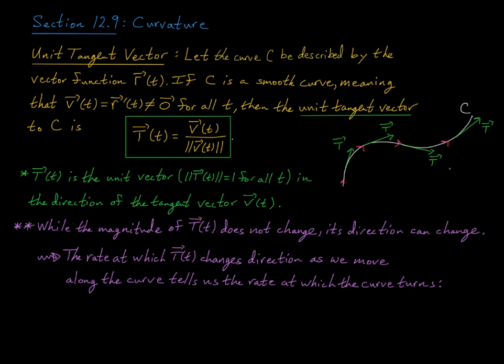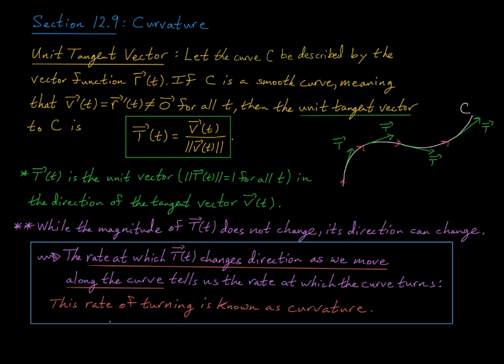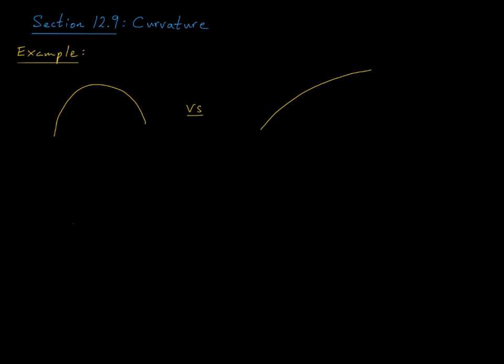All right, cool. So I then note that while the magnitude of the unit tangent vector does not change, it has magnitude 1 for all t, its direction certainly can change as we move along our path. And the rate at which the direction of the unit tangent vector changes as we move along our curve, that tells us the rate at which the curve turns. And it's this rate of turning that's known as curvature. Okay, so with that in mind, let's consider the following example.